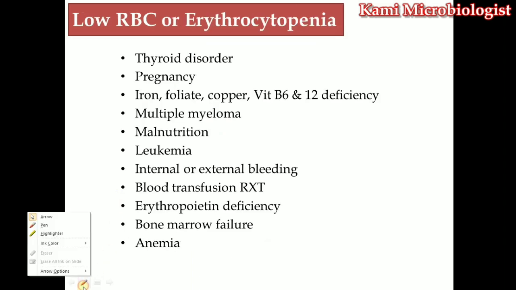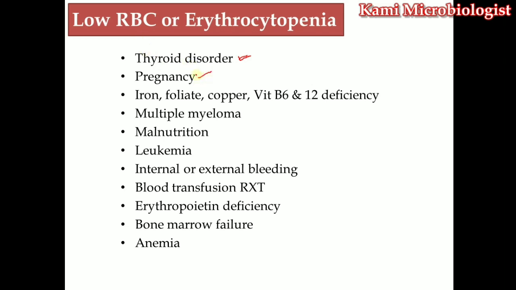Then we have low RBC. What are the main reasons due to which the RBC level decreases, or how can we find out that the RBC level is decreased in our body? The RBC level will decrease when there is thyroid disorder, because we know the thyroid secretes a hormone which causes the bone marrow to produce a large number of RBCs. So if there is less hormone production, the bone marrow will not be activated, and due to this the RBC level decreases.